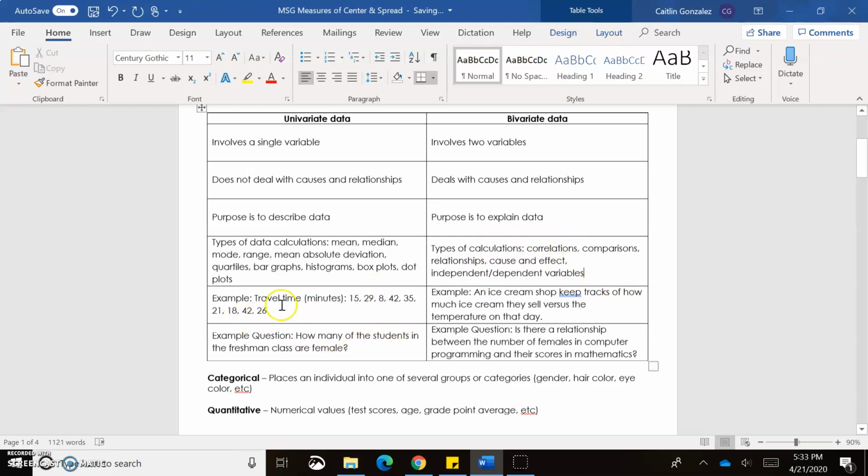Some examples of univariate data, and again this is what we're more familiar with working with, would be like a data set of travel time, minutes. An example question would be, how many of the students in the freshman class are female?